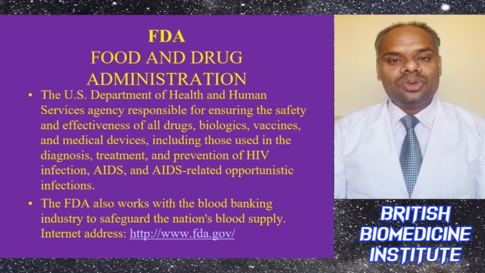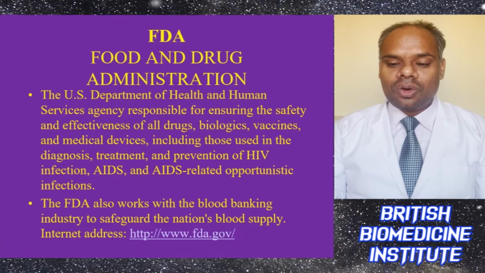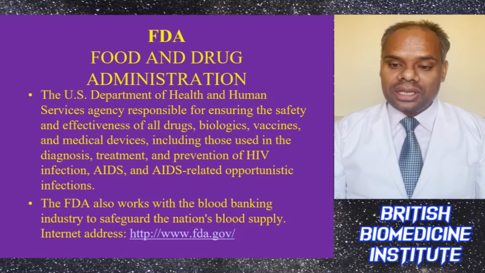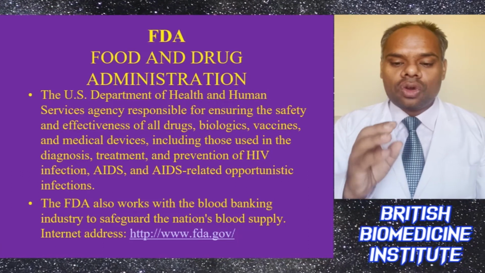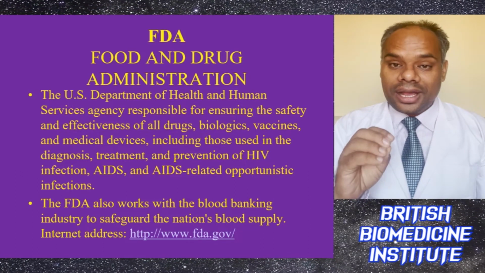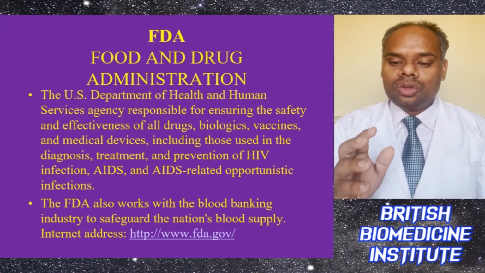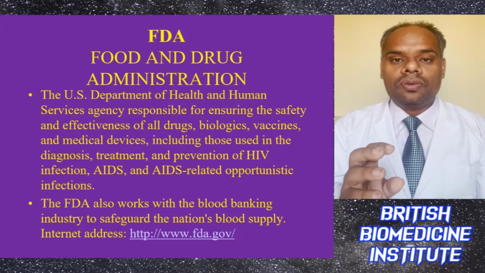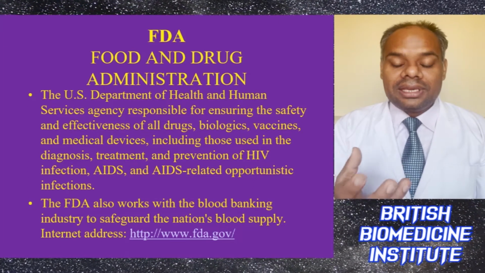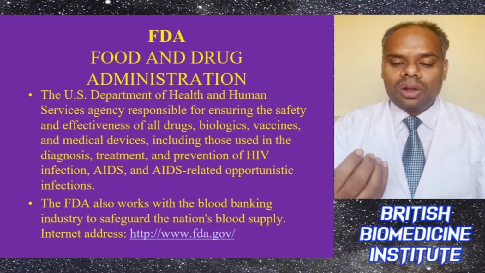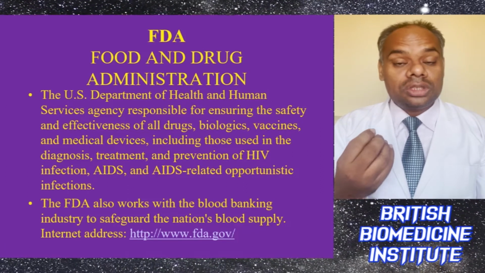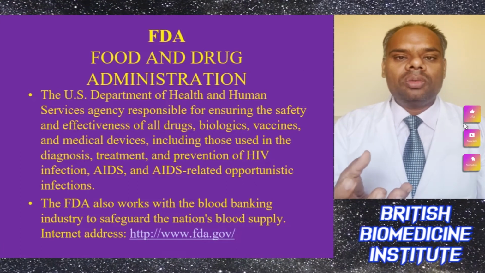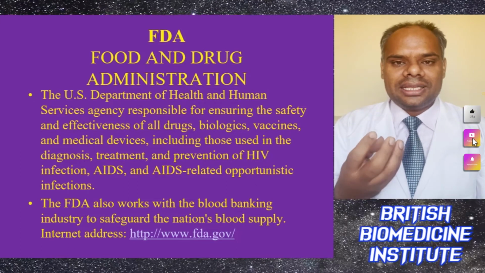FDA. So FDA is basically a US Department of Health and Human Services agency which is responsible for ensuring the safety and effectiveness of drugs, biologics, vaccines, and medical devices, including those used for diagnosis, treatment, and prevention of diseases like HIV and AIDS. The FDA also works with the blood bank industry to safeguard the nation's blood supply. And we can get more information on their website, www.fda.gov.